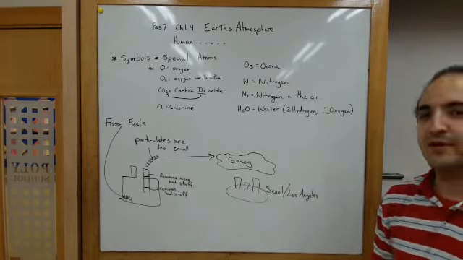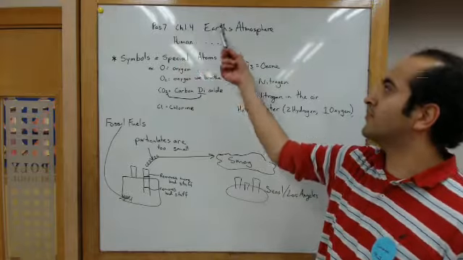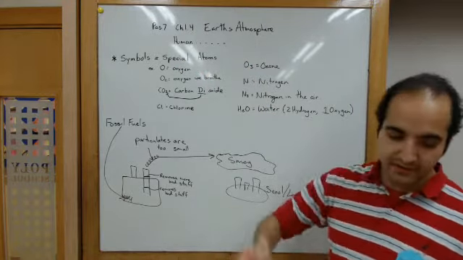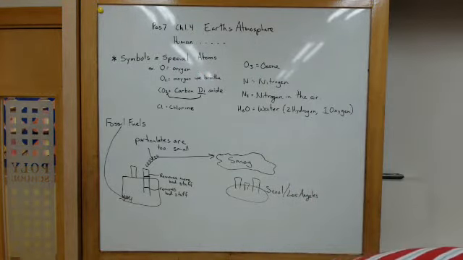Okay, it's me again, Mr. Moreno. This is for Past 7, Chapter 1.4, Earth's Atmosphere. And the chapter title is Human Activities Affect the Atmosphere.